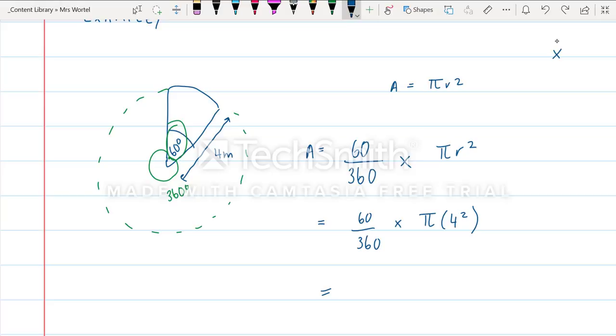So let's go and pop that in a calculator. Pi times by, and we get 8.377, so 8.38. Units are meters. It's still an area, so it's meters squared.